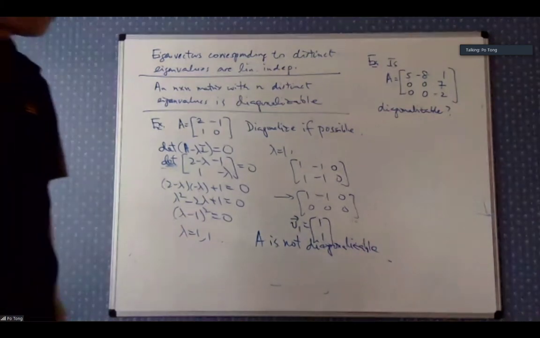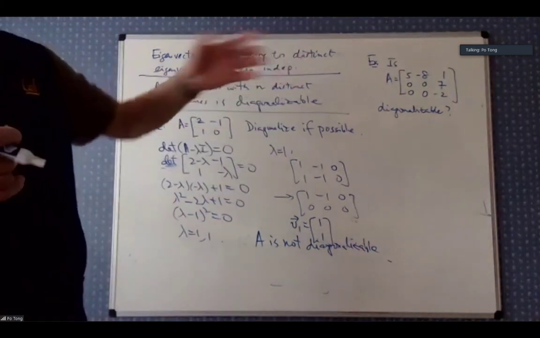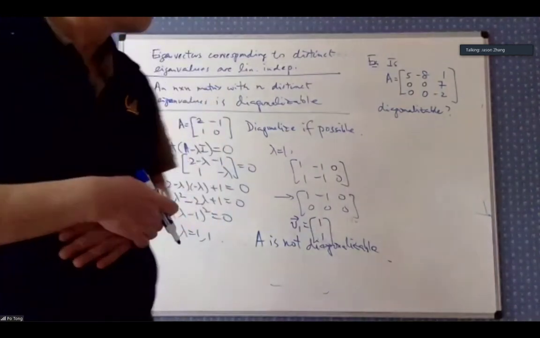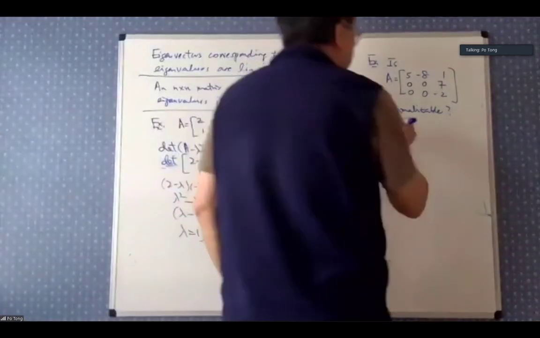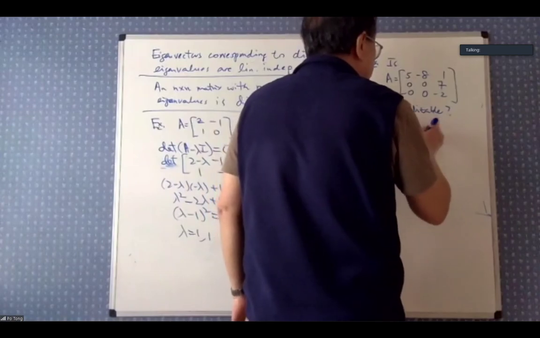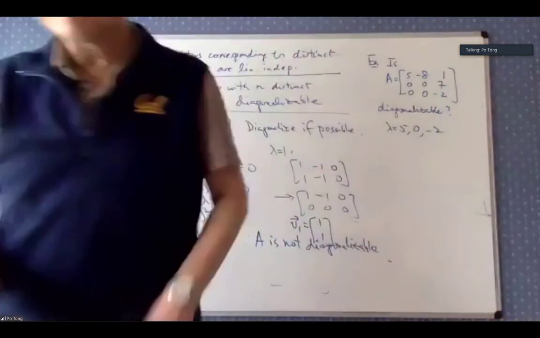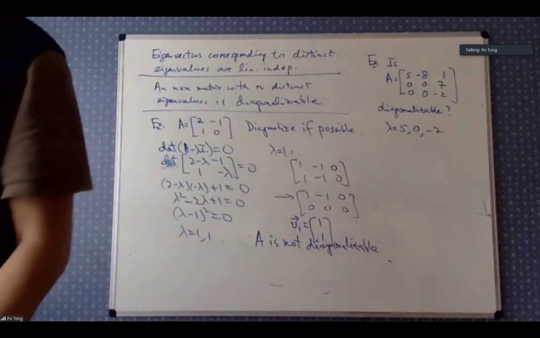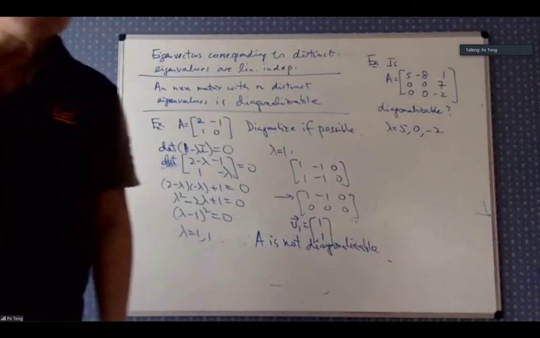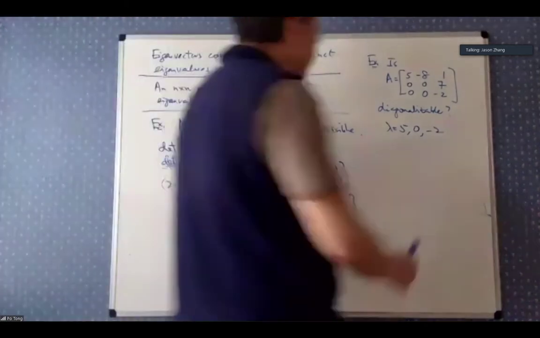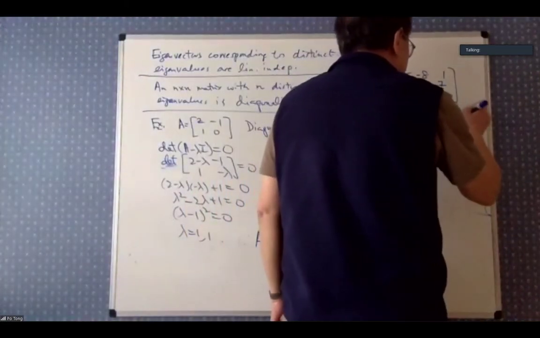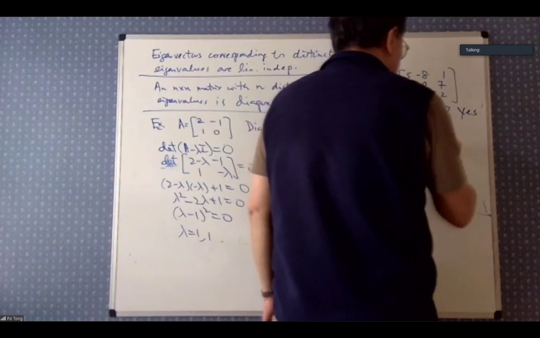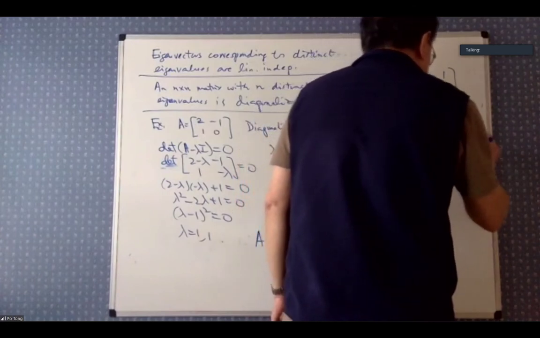You guys have an answer for me on this? Can you look at that matrix and find out the eigenvalues? 5, 0, -2. Okay. Are they all distinct? Yes. There are no repeated ones. So is it diagonalizable? Yes.